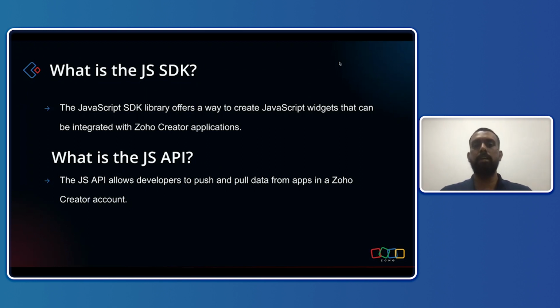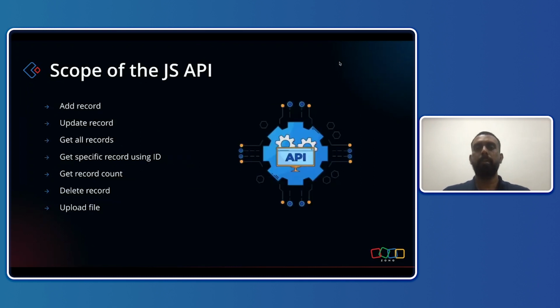JS SDK is a library which offers ways to create JavaScript widgets that can be integrated into the Zoho Creator applications. This is also possible by the JS APIs, which you can use to push and pull data into the application and from the application by using widgets.